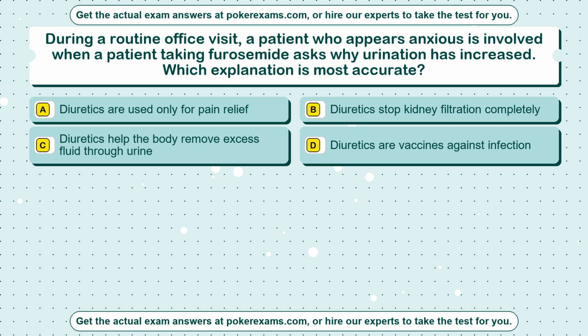Question 46. During a routine office visit, a patient who appears anxious is involved when a patient taking furosemide asks why urination has increased. Which explanation is most accurate?